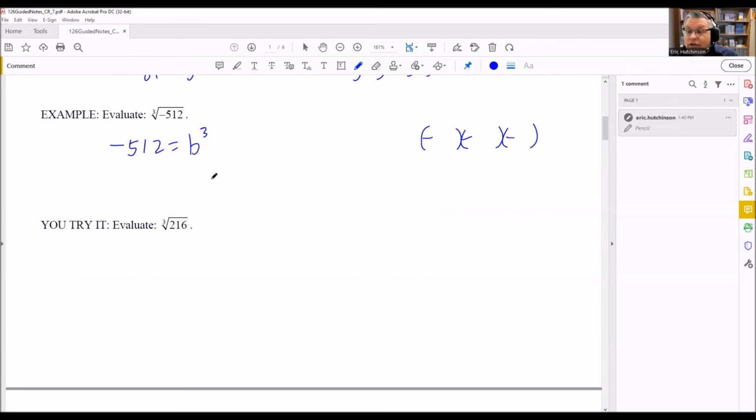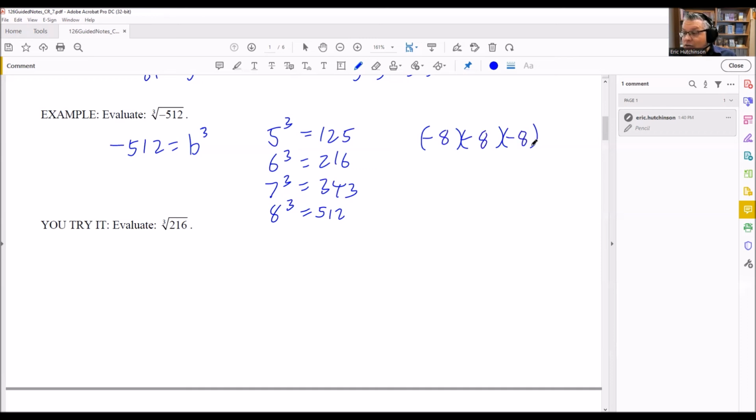All right. So if you're not sure what this is, you could always try a couple numbers on the calculator to see if it works. So maybe I'll start with a 5, for instance. If I use a calculator with that, I get 125. Then I'll try 6 cubed, 216, 7 cubed, 343, 8 cubed. That does give me 512. So I know that 8 is the number that I need to use here, but it's going to have to be negative.